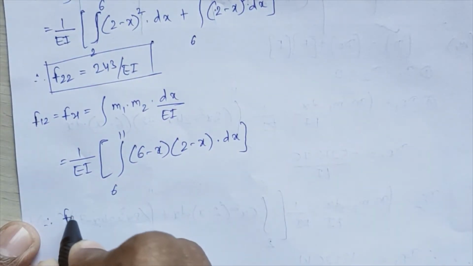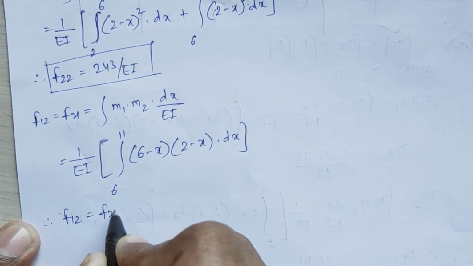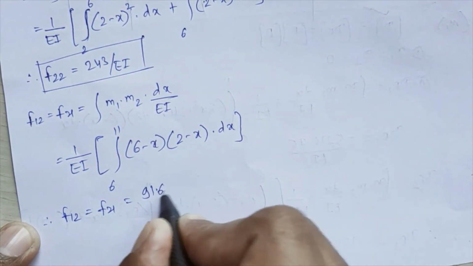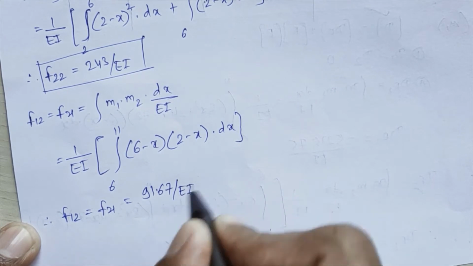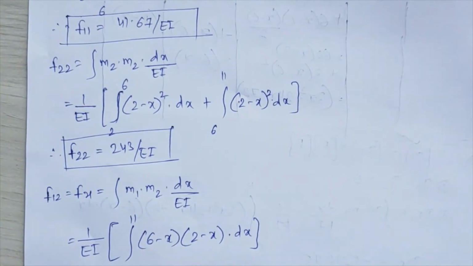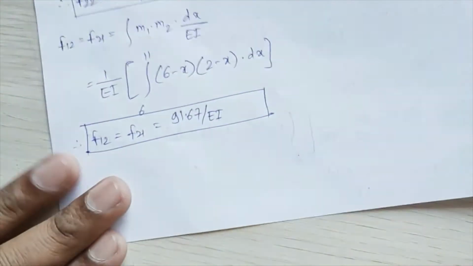So this value I have got: f12 is equal to f21 equal to 91.67 divided by EI. Okay, so these will be my flexibility coefficients. Now I'll substitute all these values in our basic equation.